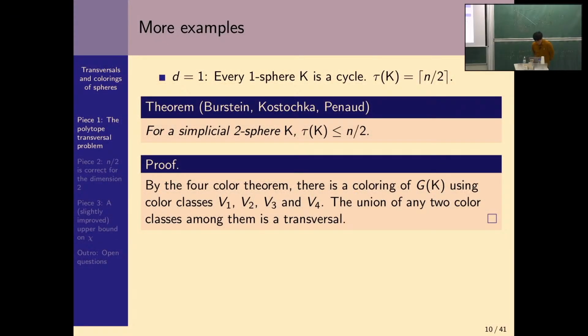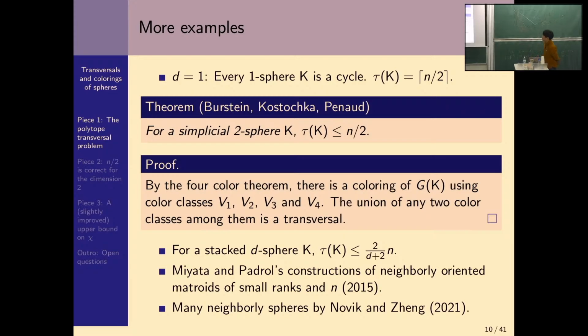So by using the four-color theorem, there is a coloring using four color classes, and we can just choose the two color classes of minimum size. That shows that the transversal number of the simplicial two-sphere is bounded by n over 2. Not only that, there are many examples. For a stacked d-sphere, the transversal number is bounded by 2 over d plus 2 times n. There is something called a stacked d-sphere, and this also satisfies the n over 2 bound.